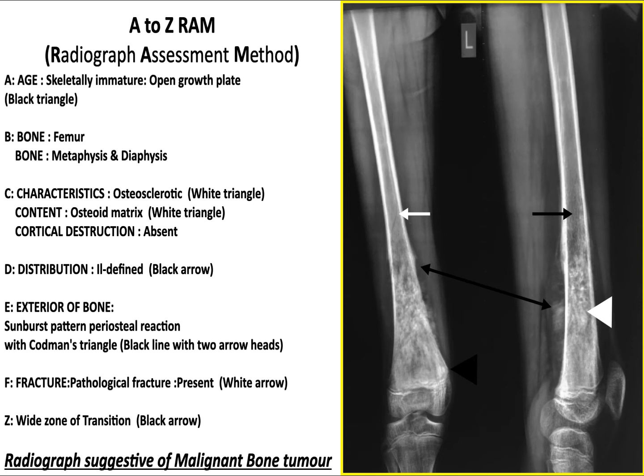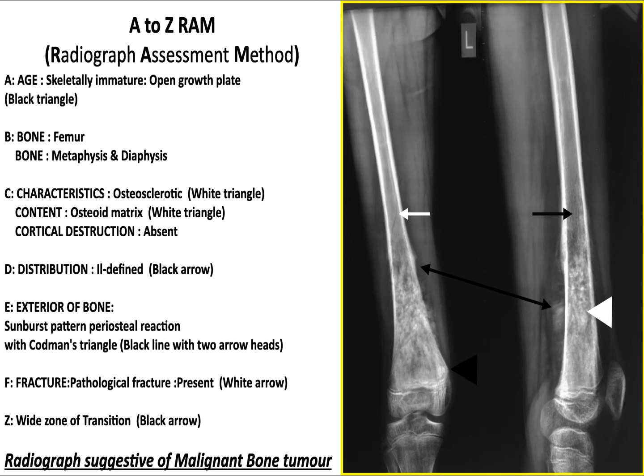Next is the exterior of the bone, that is periosteal reaction. Here we can appreciate it's a sunburst type of periosteal reaction with a Codman's triangle. What is the meaning of Codman's triangle and what is the meaning of sunburst type of periosteal reaction? That will also be discussed in subsequent slides. Next, there is a small white arrow pointing towards a pathological fracture. Next is a wide zone of transition.